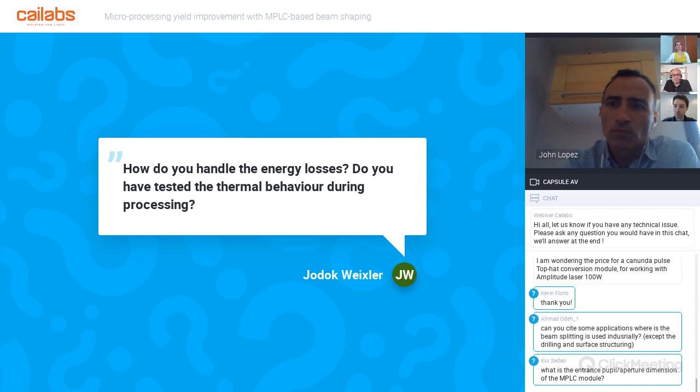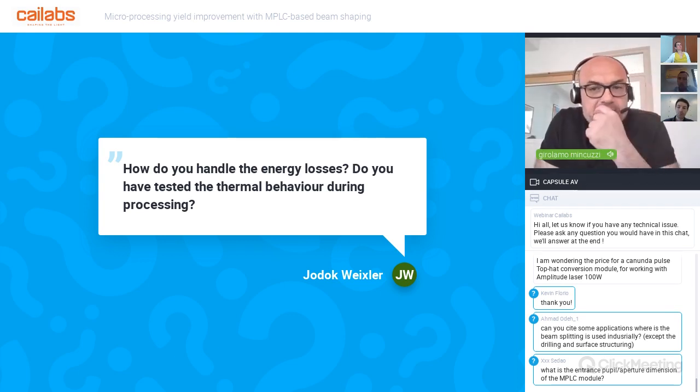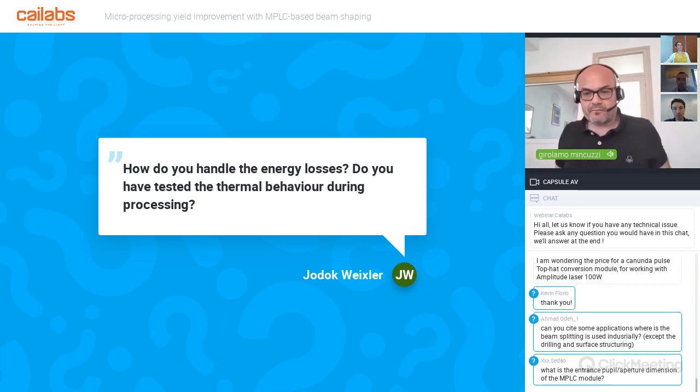And have we tested the thermal behavior during the process? Maybe Girolamo, you can give an input on that as you were doing the process. Yes, I confirm that we didn't observe so much change in terms of transmission, but this is really the question we want to answer with the next step. As I said in conclusion, we are aiming to make tests with more than 50 watts, so maybe we can give you a more precise answer after the test has been carried out. For the moment, it seems to be stable. All right, thank you, Girolamo.